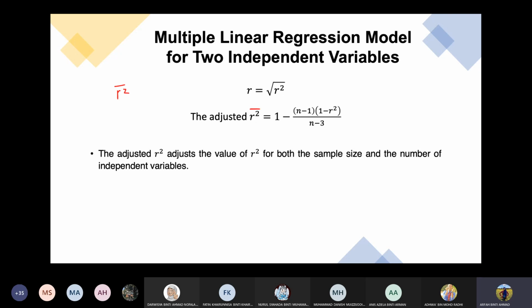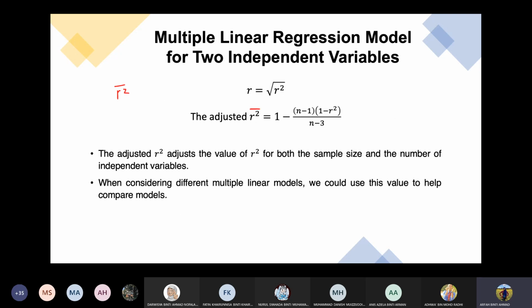So the adjusted R squared adjusts the value of R squared for both the sample size and the number of independent variable. When considering different multiple linear model, we could use this value to help compare the models. Maksudnya kalau awak ada banyak variable, so akan ada model 1, model 2, model 3. So kita nak tengok model yang mana yang paling bagus.